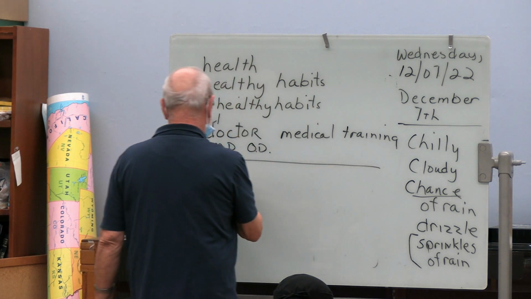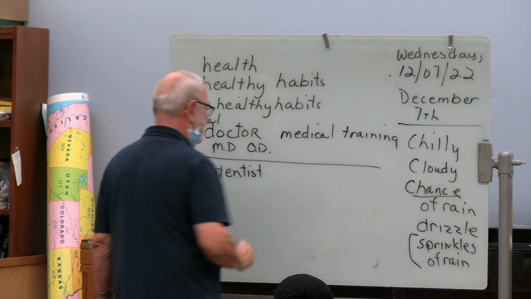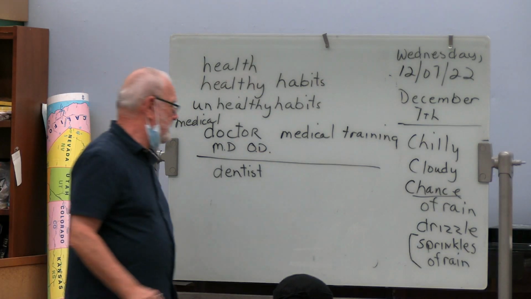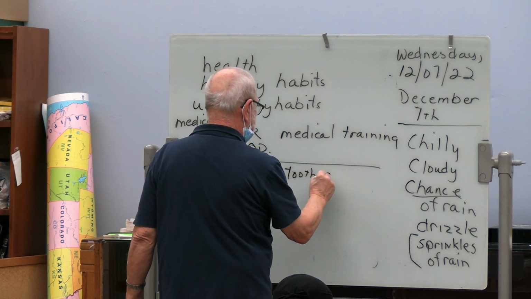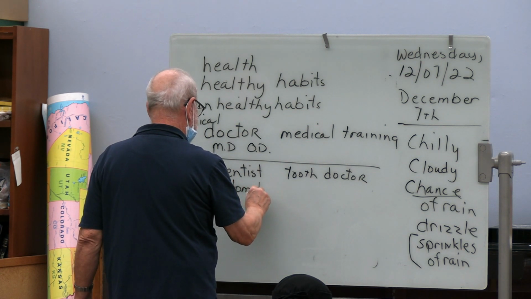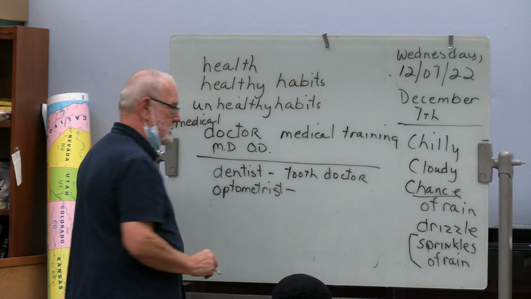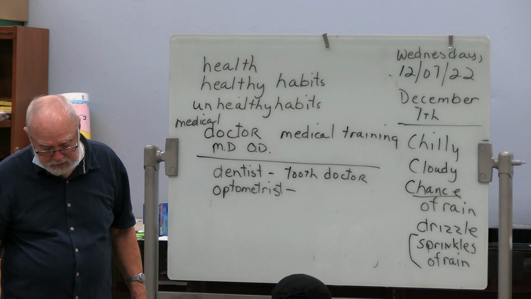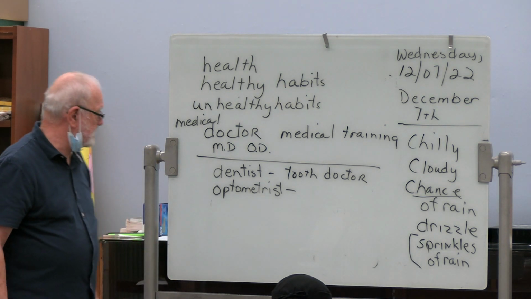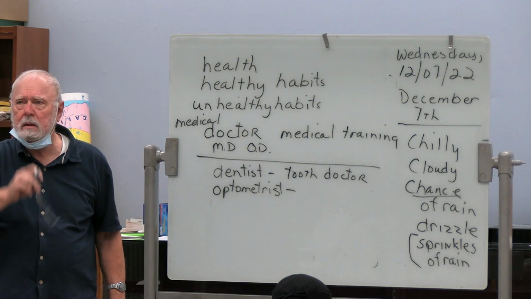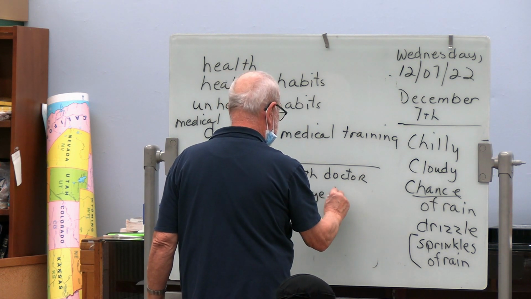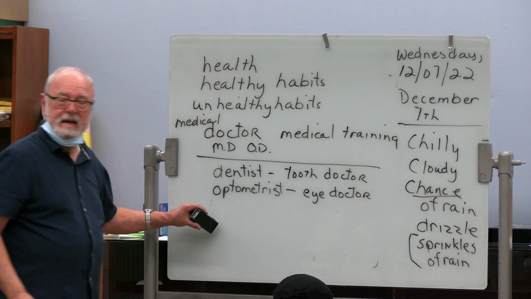Then we have a dentist. What's that? Teeth. Doctor for your teeth, tooth doctor. What's that one? Number 2, optometrist. What is that? Eye doctor, optometrist.